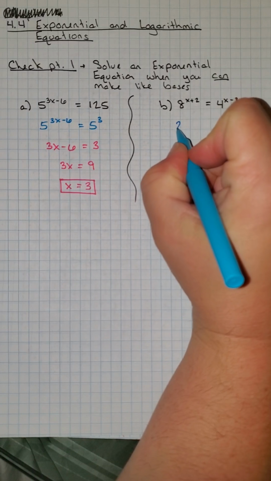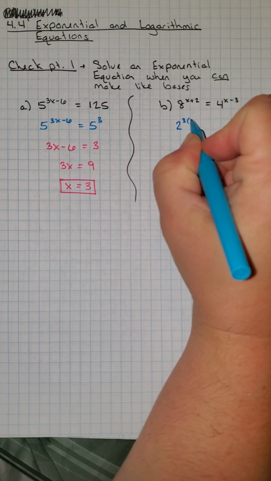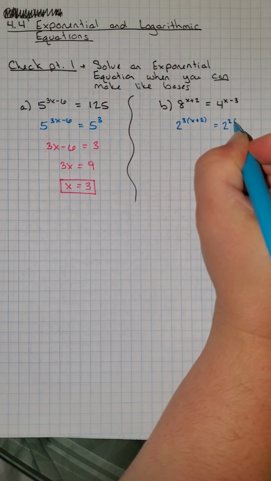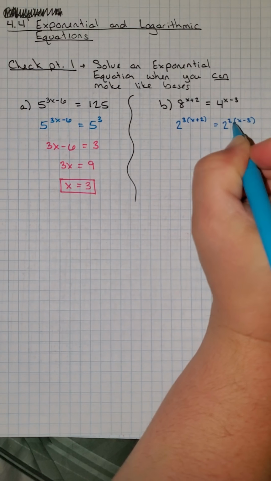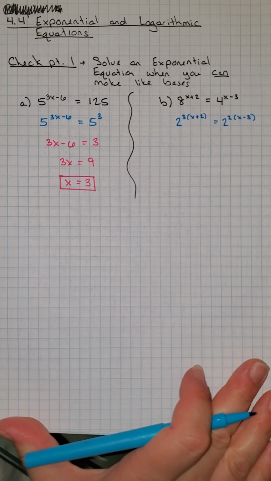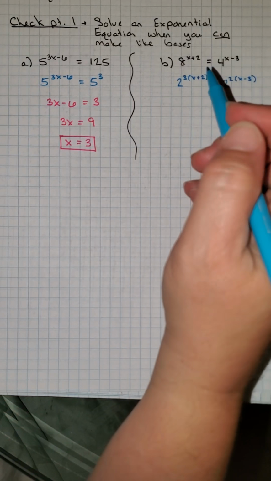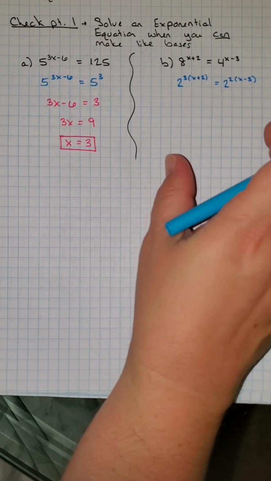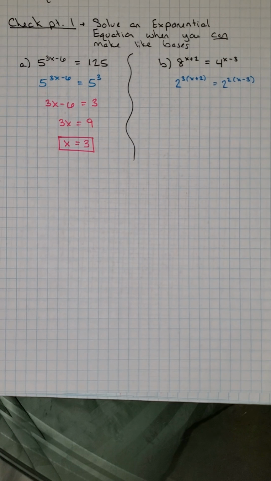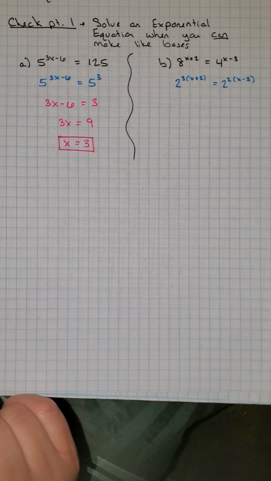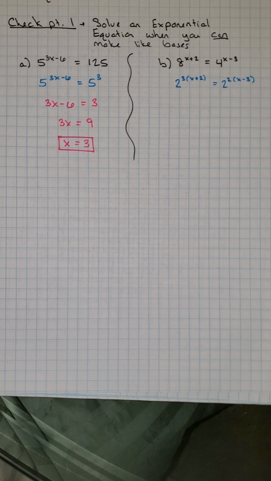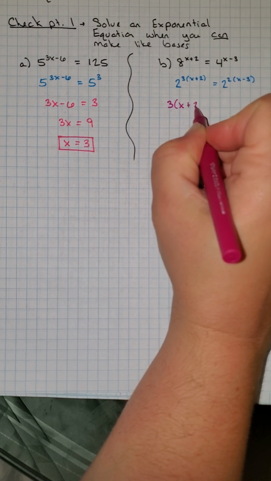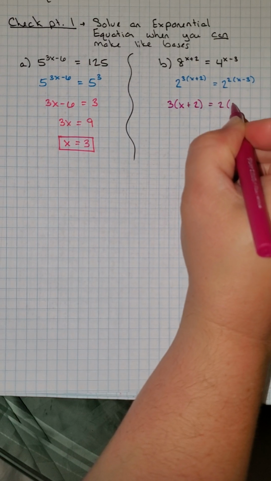So 8 is 2 to the third. And 4 is 2 to the second. Then I'm going to take those powers and multiply them times whatever was already there. So this will be 3 times x plus 2. This is 2 times x minus 3. So now we can just set those exponents equal to each other. So 3 times x plus 2 equals 2 times x minus 3.